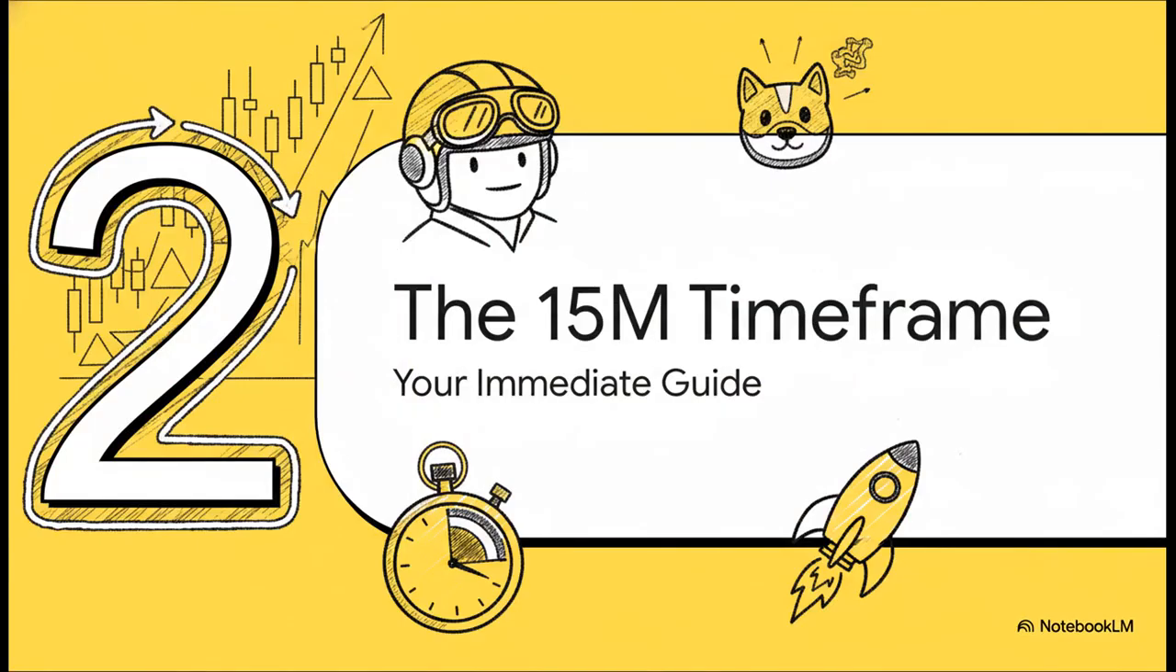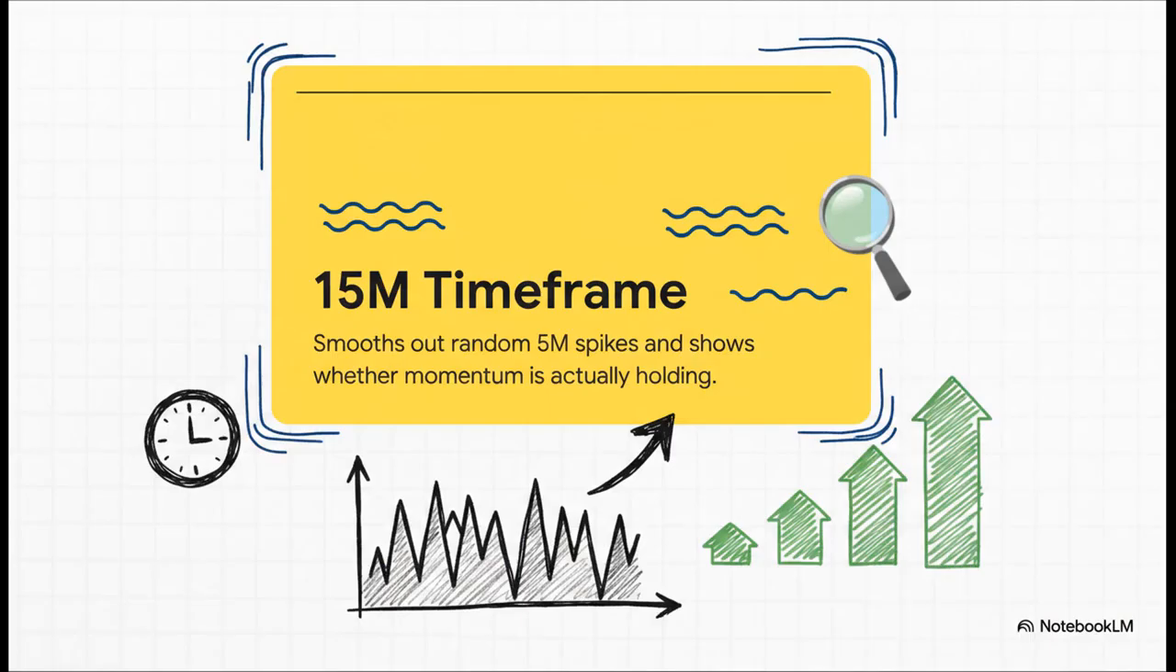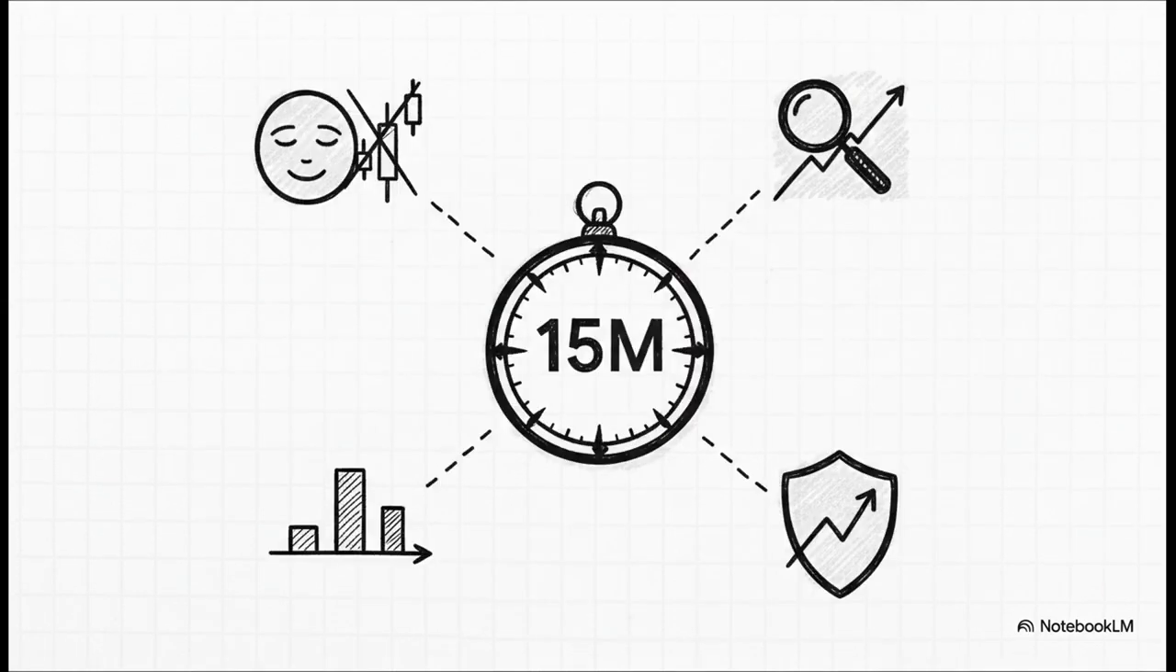Okay, let's break this down, starting with your co-pilot for the trade, the 15-minute time frame. You've got to think of this as your immediate guide once you're in a position. Its number one job is to bring clarity. The 5-minute chart is just full of noise, spikes, fake moves, all designed to make you panic. The 15-minute chart smooths all that out, so you get a much clearer picture of whether the real momentum is actually on your side.